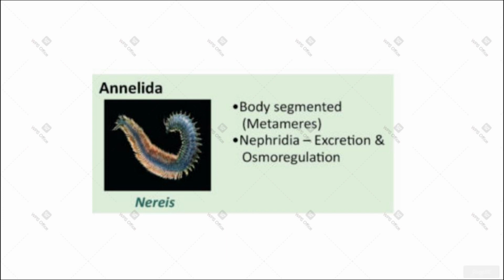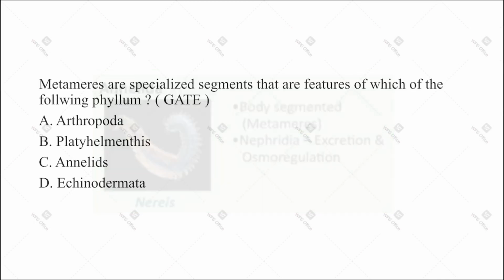Now an Annelida example is Nereis, but Annelida has several segmented body parts, in the form of metameres, and nephridia is the excretory organ, and it is also involved in osmoregulation. Please remember about the excretory organs, because a question hasn't been asked in GATE so far from the expression, but in the reference columns it can be given. Several organs may be given in the form of nephridia, flame cells, malpighian cells, and you might be asked which of the following phyla or classes have nephridia or flame cells or malpighian cells. So in this pattern a question might come.